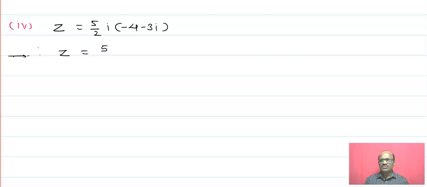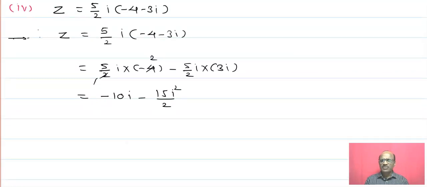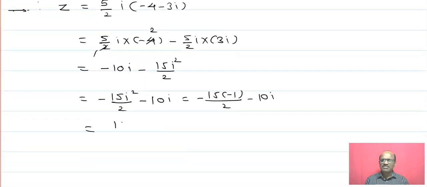Next is z is equal to 5 by 2i in bracket minus 4 minus 3i. Now take their multiplication. That is 5 by 2i into minus 4, minus 5 by 2i into 3i. Now normal simple multiplication is there. Minus 10i minus 15i squared upon 2. But what is the value of i squared? It is minus 1. After the simplification you will get 15 upon 2 minus 10i.